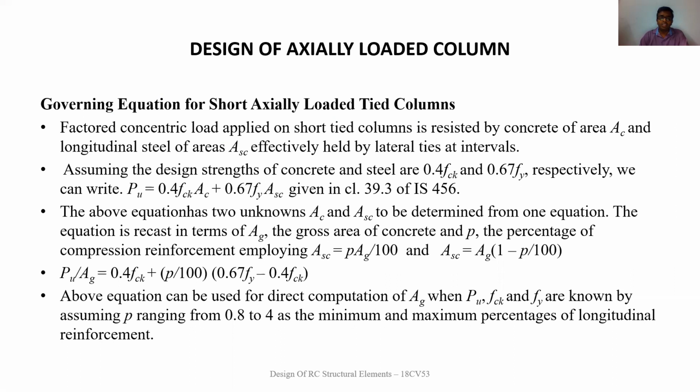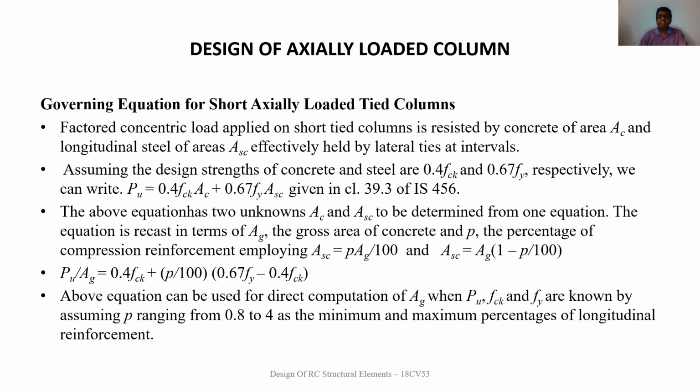Now, coming to the governing equation of short axially loaded tied columns, as we know, axially loaded columns are the columns where the axial load is concentrically applied on the column, and the applied load is resisted by the concrete area, which is Ac, and the longitudinal steel provided, which is Asc, which is effectively held by the lateral ties at regular intervals.